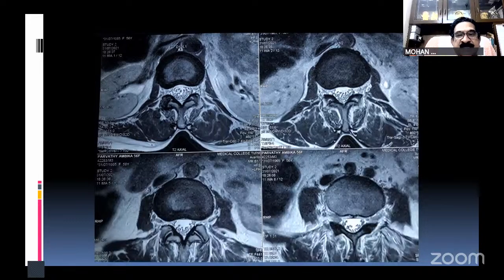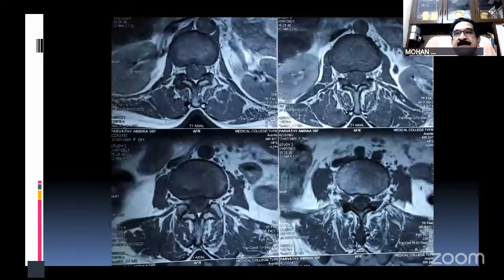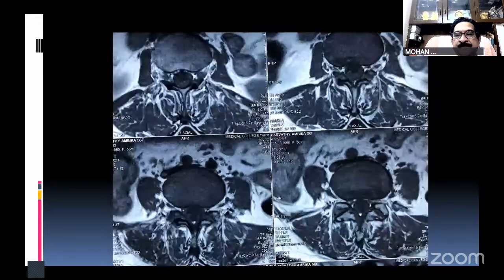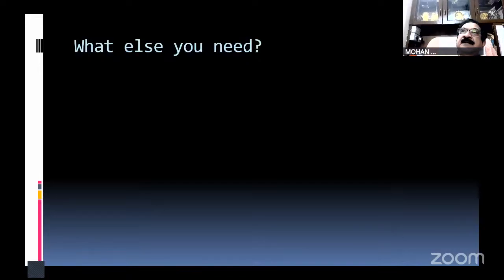And this is the axial cut through the cauda equina, at L1. Then just below that, this is L2, L3, L4. Then below that level, this is the T1 weighted sequence. So the MRI, T2, dorsal spine, lumbar spine, normal.